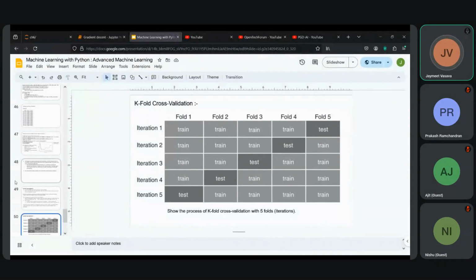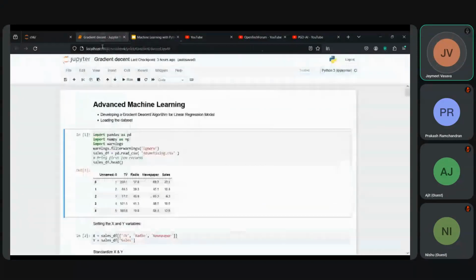So to summarize today's session, we'll start by looking at the Jupyter Notebook code and summarize. We started with the advertising data set for TV, radio, newspaper, and the revenue in different time periods.